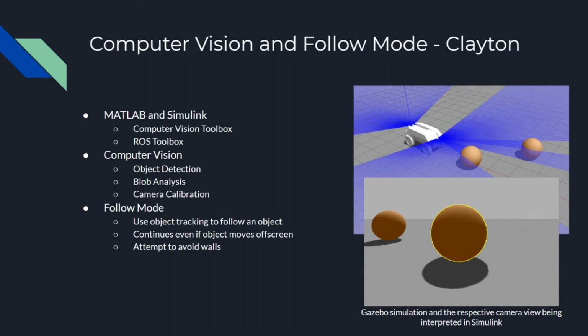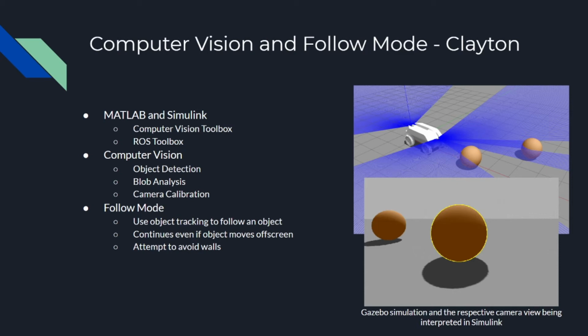Hello, I am Clayton Dickerson, and I did the computer vision and follow mode for Lil Pig. Computer vision and follow mode is handled through MATLAB and Simulink, primarily using the computer vision toolbox and ROS toolbox. The current computer vision code that we have is object detection, where it finds a specific object in an image, blob analysis, where it finds a cluster of a specific color in an image, and camera calibration, where it removes distortion from a camera in order to improve computer vision accuracy.